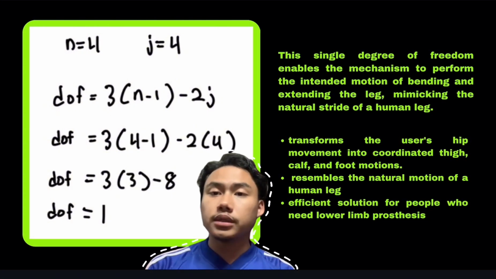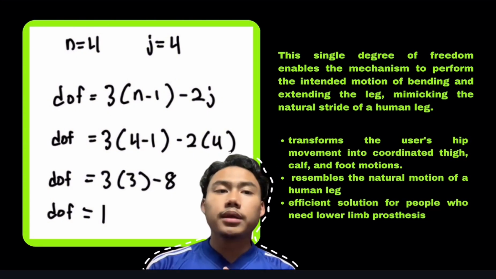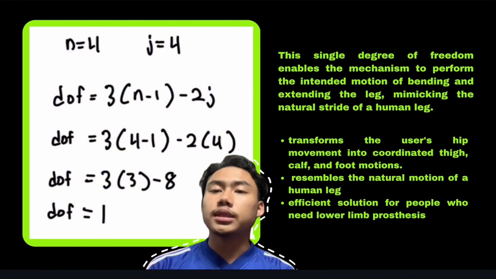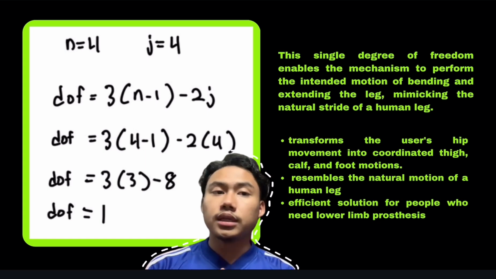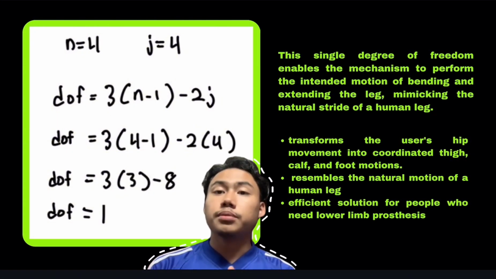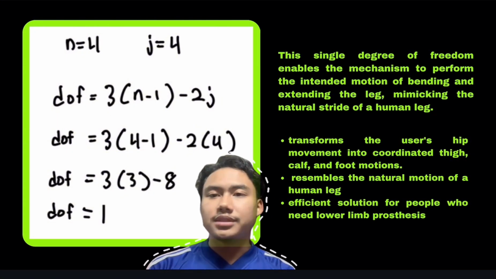This design closely resembles the natural motion of a human leg, resulting in a smooth and stable walk for the user. The dynamic study of the forces and moments operating on the prosthetic leg allows engineers to better understand and optimize its performance, resulting in greater functionality and user experience. The 4-bar linkage system in a prosthetic leg is an efficient solution for people who need lower limb prosthesis because it properly balances the kinematic and dynamic elements.